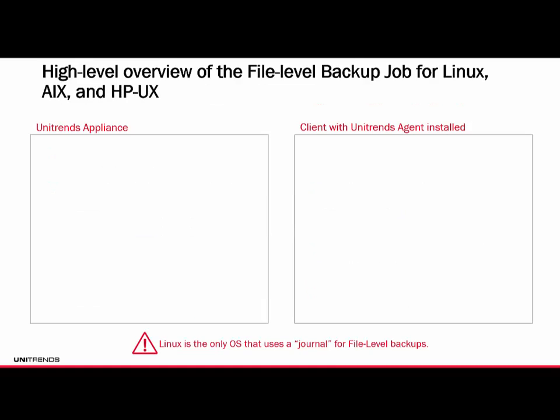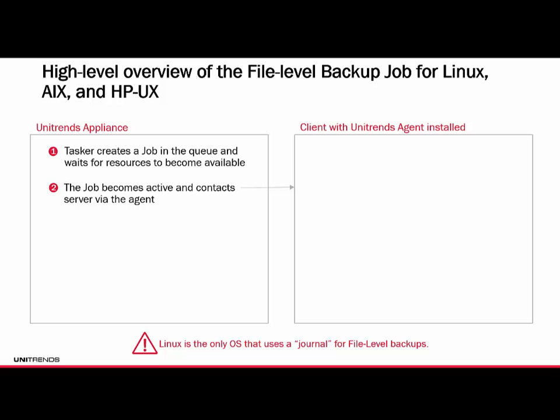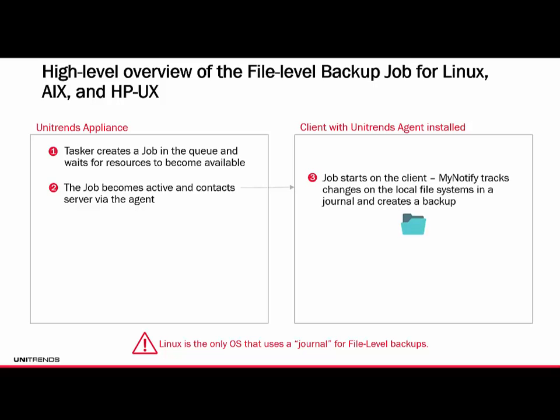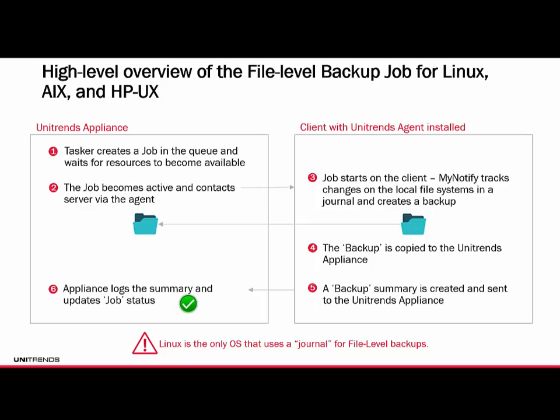Overview of file-level backup jobs for Linux and AIX and HPUX. They're all really common, Unix and Linux-based. The tasker creates that job once again, waits for the resources to become available, and sends that job over through the agent. The process is the same so far, but then in the Linux and AIX and HPUX world, it uses inotify to track the changes on the local file system in a journal, and that process helps us create the backup. Based on the type of backup, once again, we're going to find just those changes for incrementals. That backup is created and copied to the Unitrends appliance once again. Once that process is done, it creates a backup summary, sends that over to the appliance, and we mark the job as completed as well.